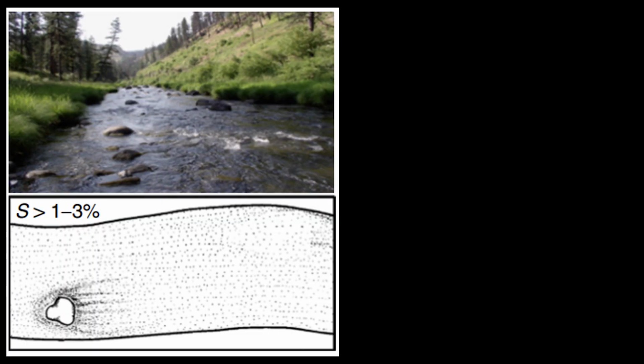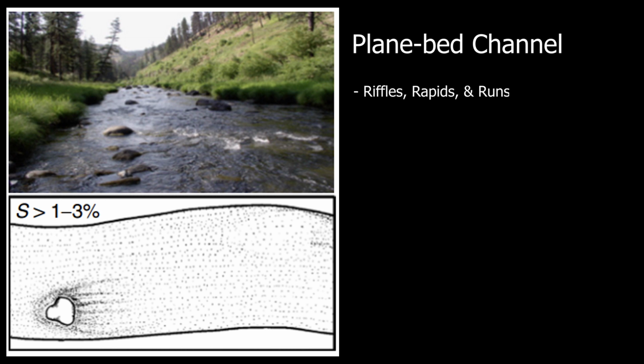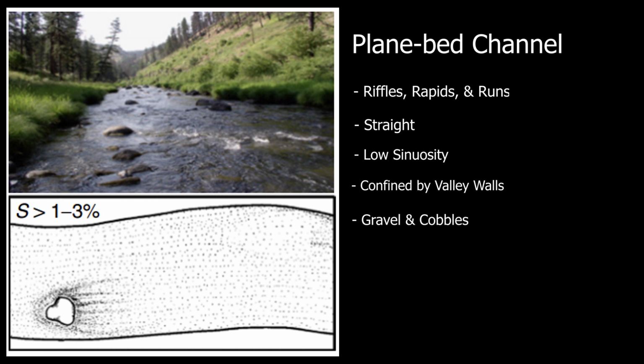So, according to Montgomery and Buffington, our stream is most likely a planebed channel. These channels are characterized by a combination of riffles, rapids, and runs. They're usually quite straight with a low sinuosity and can be confined by valley walls. And they usually have gravels and cobbles as the dominant substrate. Planebed channels have a gradient between 2 and 4%.